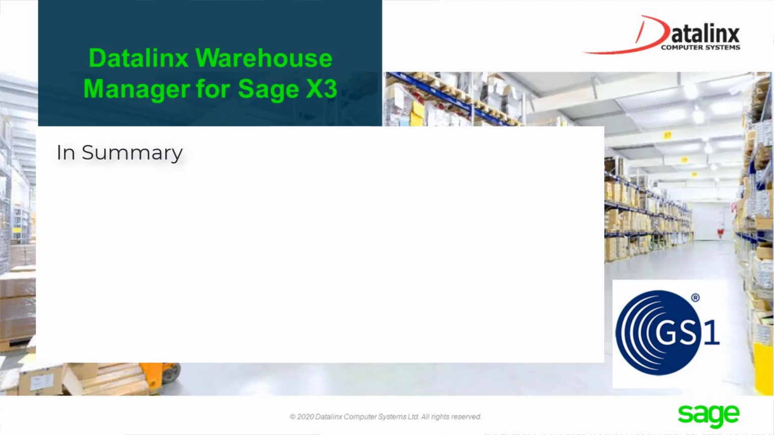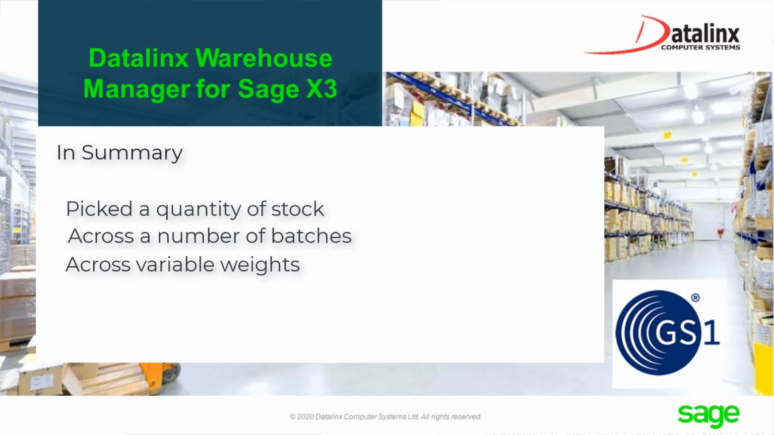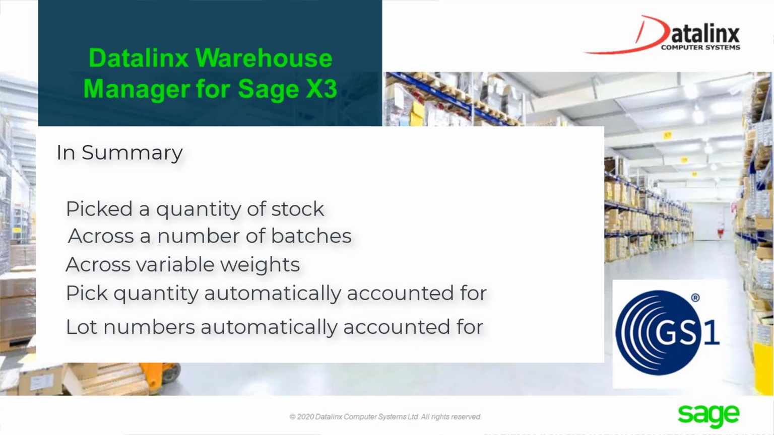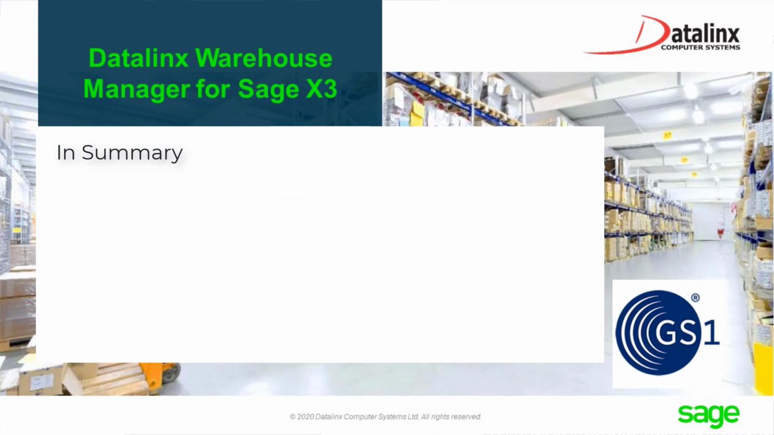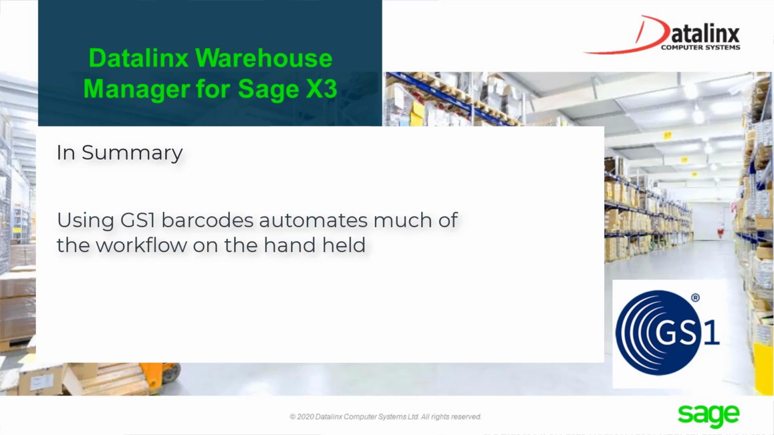Okay, so to recap, what we have done is pick a quantity of stock across a number of batches of variable weight. And because the weight quantity was part of the GS1 code, we didn't have to enter a pick quantity like we would have done in a standard sales order pick. We also didn't have to select the lot number, unlike we would have to do in standard stock labels. One single scan of a GS1 code did a number of things for us with regards to the workflow on the handheld. In many respects, GS1 automates much of the workflow, depending, of course, which application identifiers are being used.